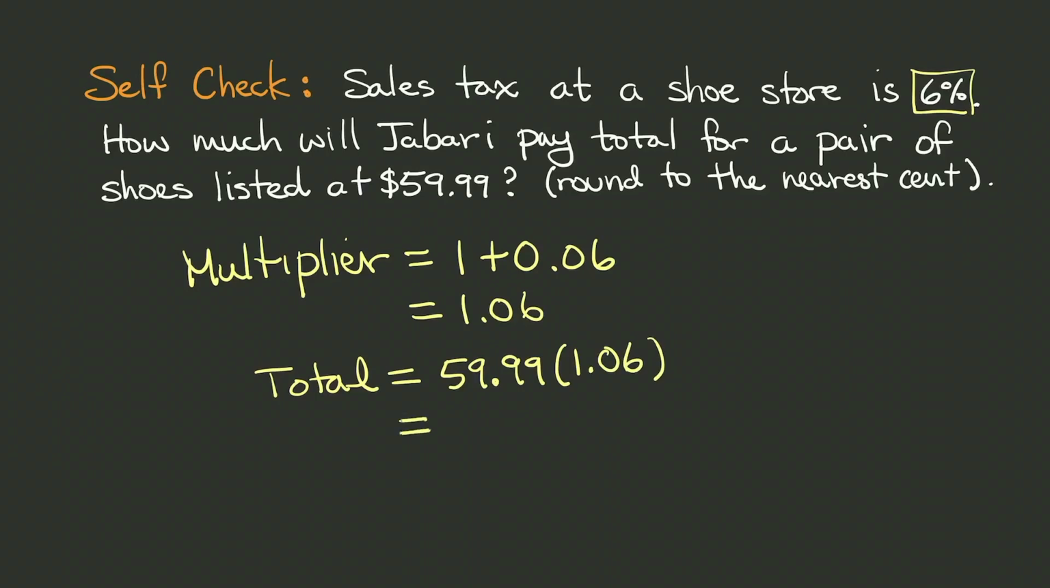Then the total price, including tax, is going to be the original price of $59.99 times the multiplier for taxes. This gives us 63.5894. But we're supposed to round to the nearest cent, which is the nearest hundredth. And so we're going to look at the next place, and that is greater than or equal to 5, and so we're going to round up. So we'll get $63.59.